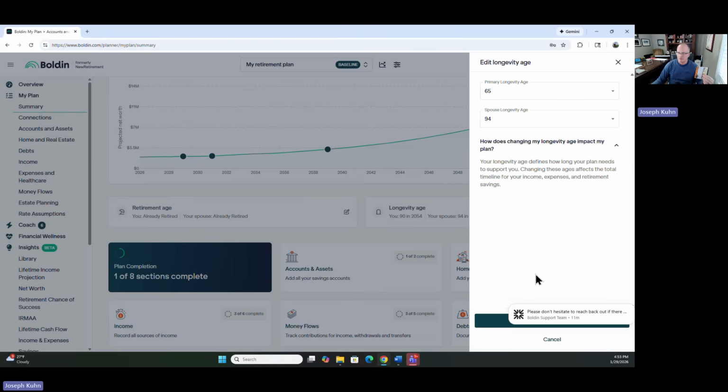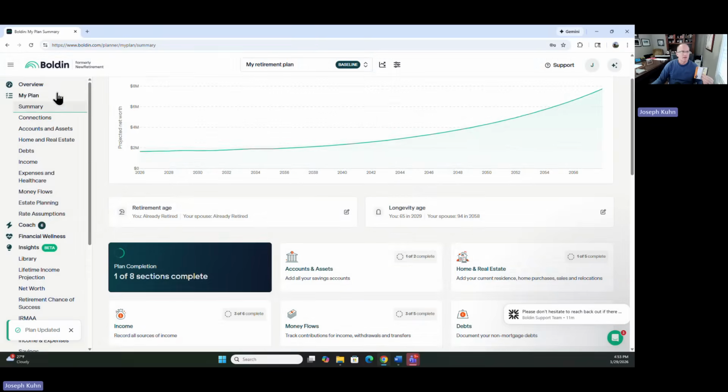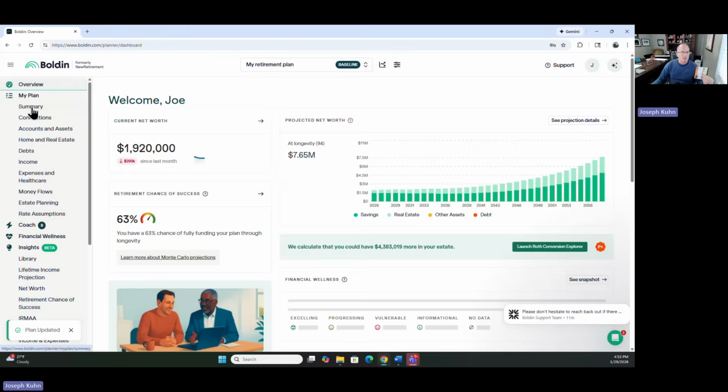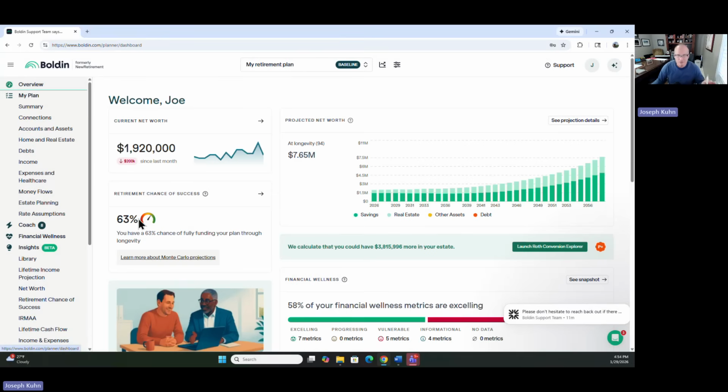Longevity defined. Okay, well, I don't know what that Boldin is doing down here. I don't want to cancel that. I want to save that. So this has me dying early. Look at this. It takes my plan down to 63% probability of success just because I died early. Takes away my pension, and I put this in there on purpose so it would have a dramatic effect. But don't get stressed by this.